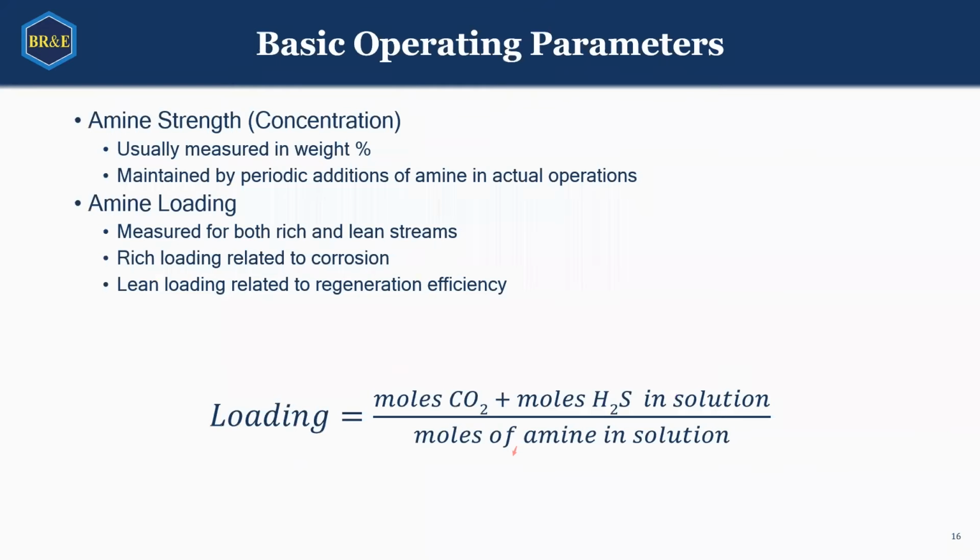Now let's look at some basic operating parameters. The amine strength is basically the concentration. It's usually measured in weight %, and it's maintained by periodical additions of amine in actual operation. So it's a loop, but you will be losing some of your amine through your regenerator and through your absorber. Therefore, you need to add some amine to keep your flow rate constant. In real industry practice, they don't add amine all the time.